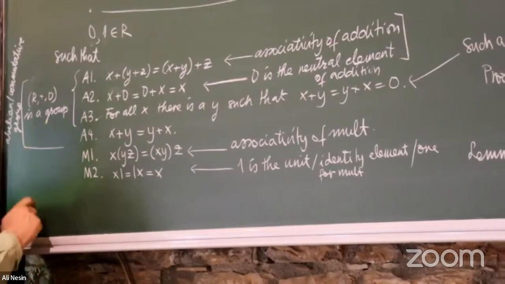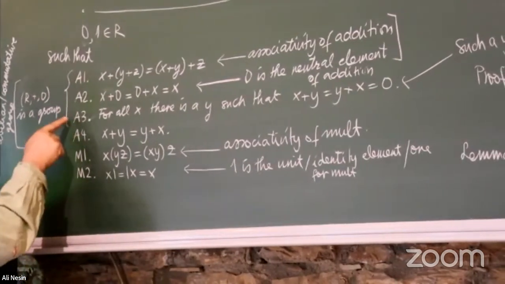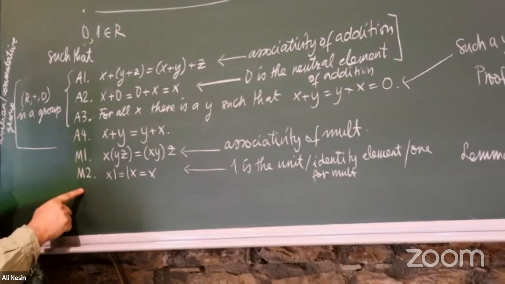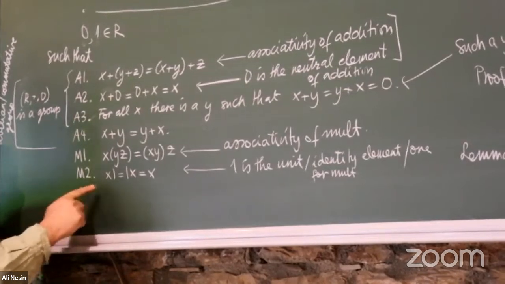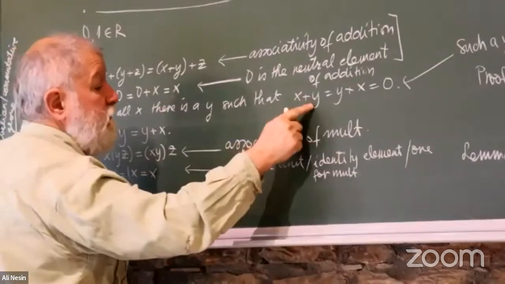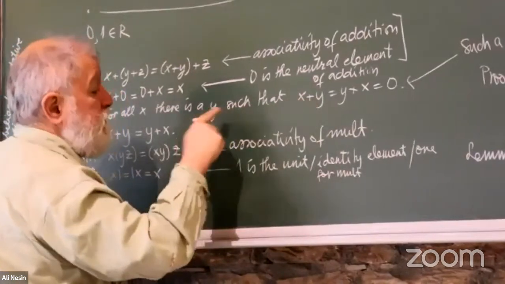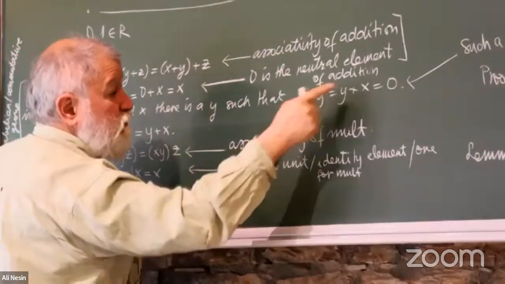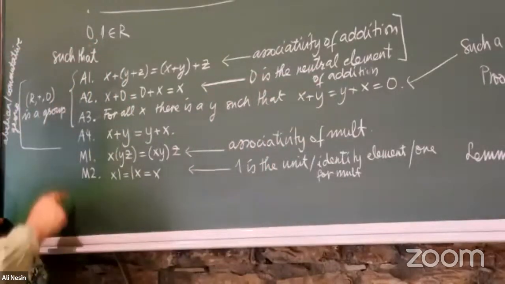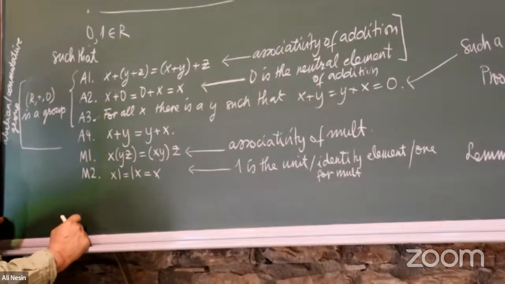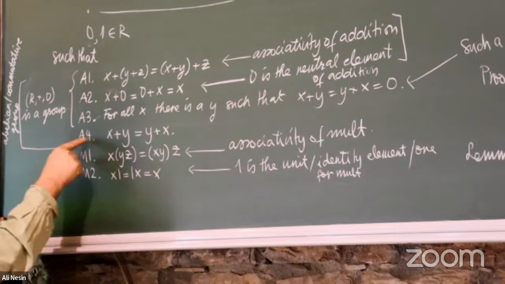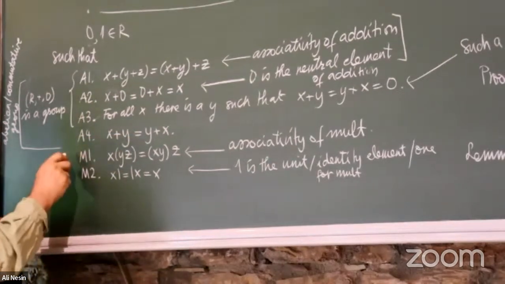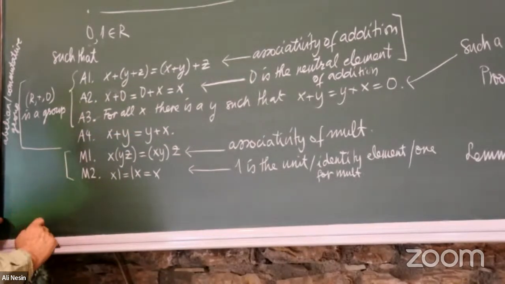M3 may not hold. It's not true that every element has a multiplicative inverse. For x times y, there may be no y such that x times y is 1. M4 also may not hold; it may not be commutative. This is about multiplication. That's all for multiplication.